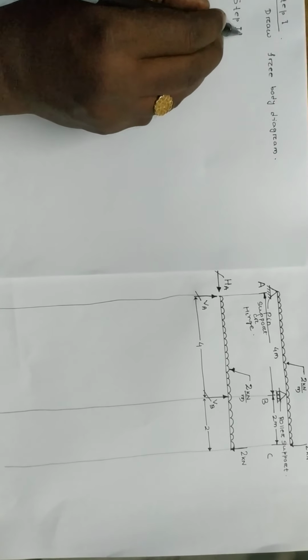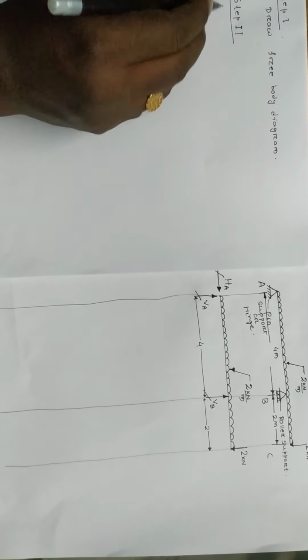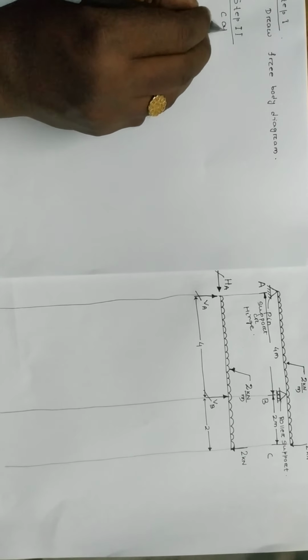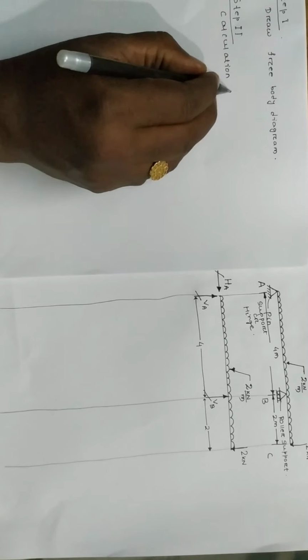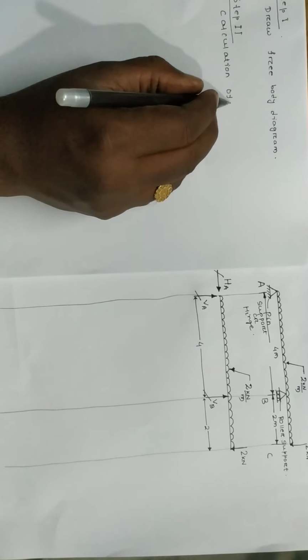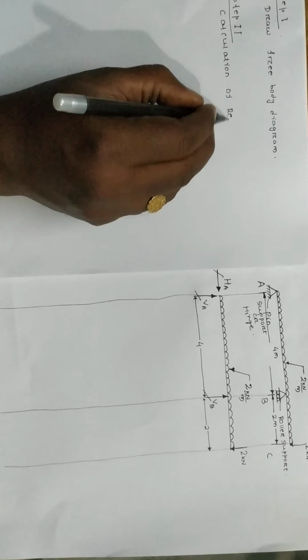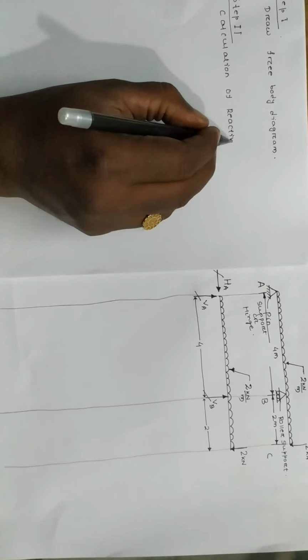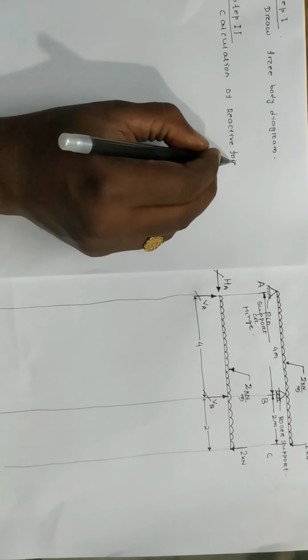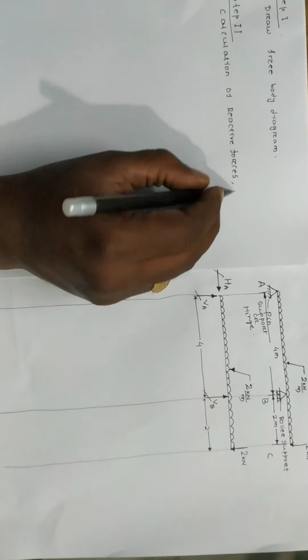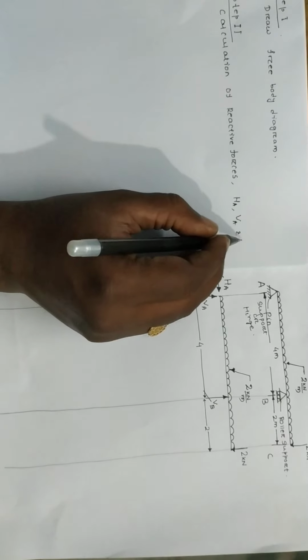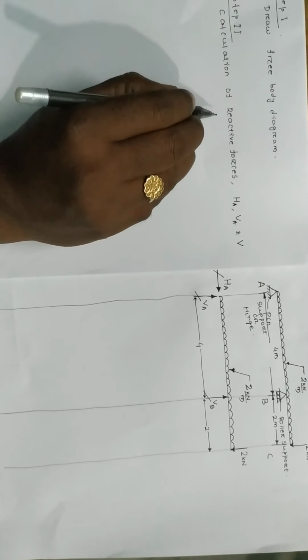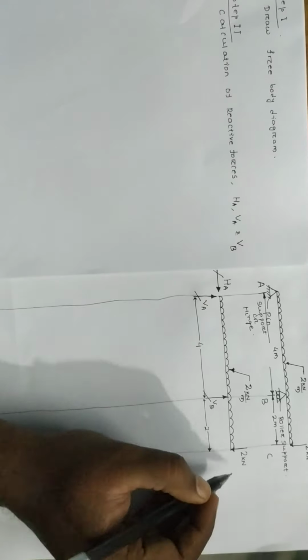This will be step 2. Step 2 is your calculation of reactive forces. And what are the reactive forces here? The reactive forces are HA, VA and VB. This point is C. Okay, so these are the reactive forces.